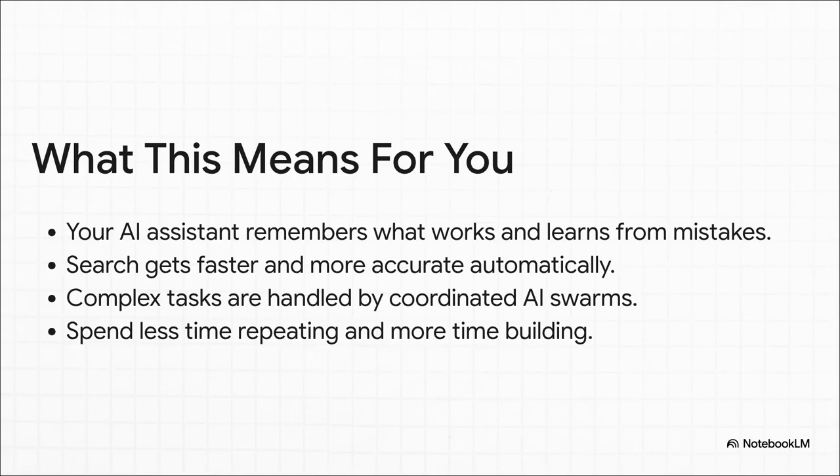It means you get an AI assistant that actually remembers things. It learns from its mistakes, just like we do. It means your code search gets better and faster automatically, without you lifting a finger. It means you can hand off really complex stuff to a swarm of AI agents that know how to work together. And at the end of the day, it all boils down to one thing. You spend way less time on boring, repetitive tasks and way more time actually building cool stuff.